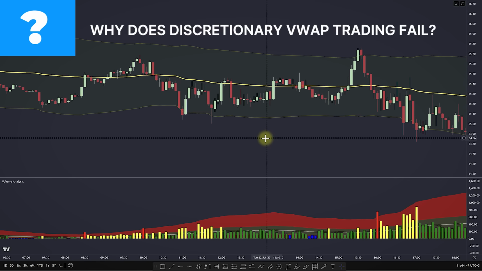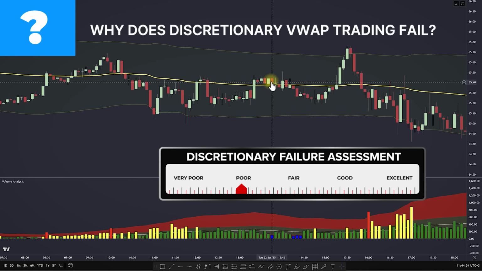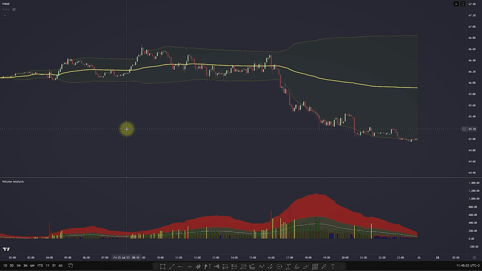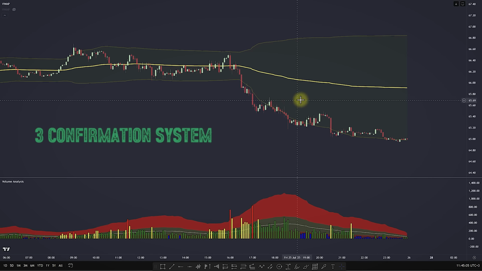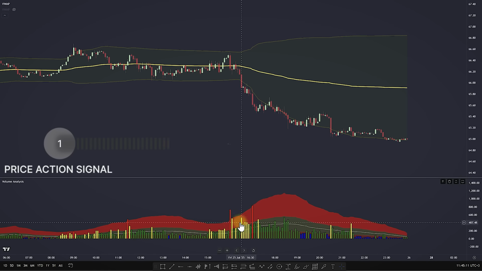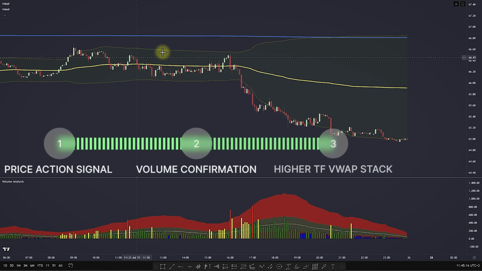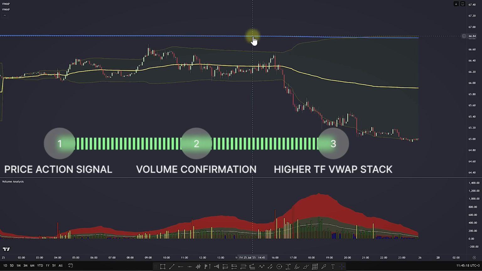The problem with most VWAP trading is that it's too discretionary. Traders see price near VWAP and just wing it. No consistent rules, no systematic approach. Here's how it works. For entries, you need 3 confirmations. First, price action signal at VWAP. Second, volume confirmation of institutional activity. Third, directional bias from higher time frame VWAP stack.